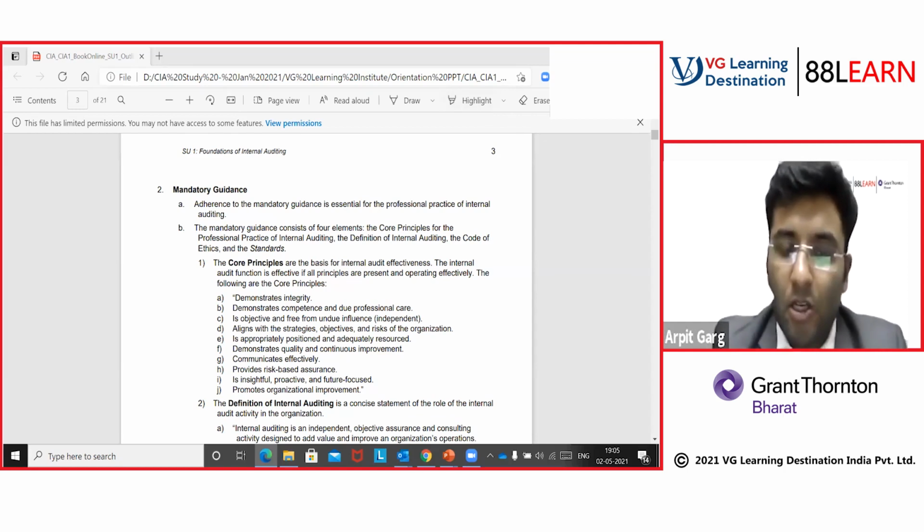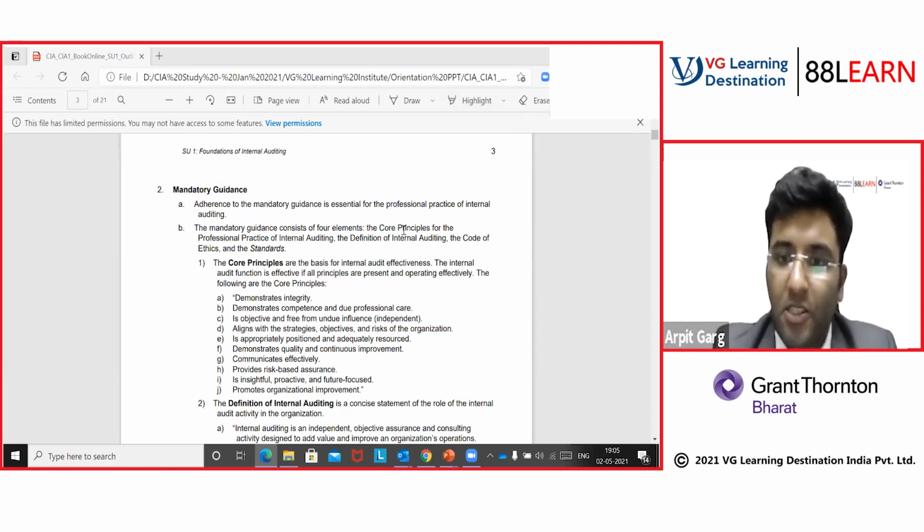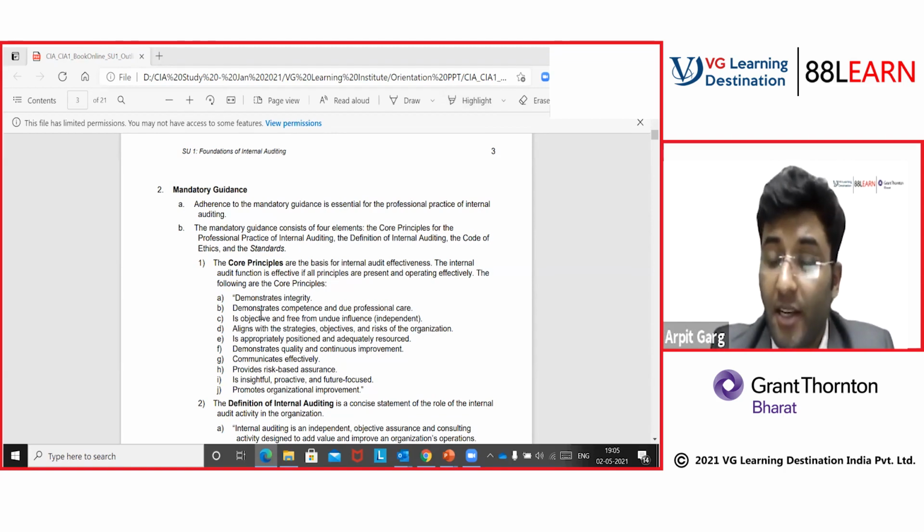Wonderful. So I'm going back to the core principles. The 10 core principles are the following. One is demonstrate integrity. Of course, we as internal auditors should demonstrate integrity. Demonstrate competence and due professional care. We are competent, and we are taking due care when we are performing the internal audit activity.